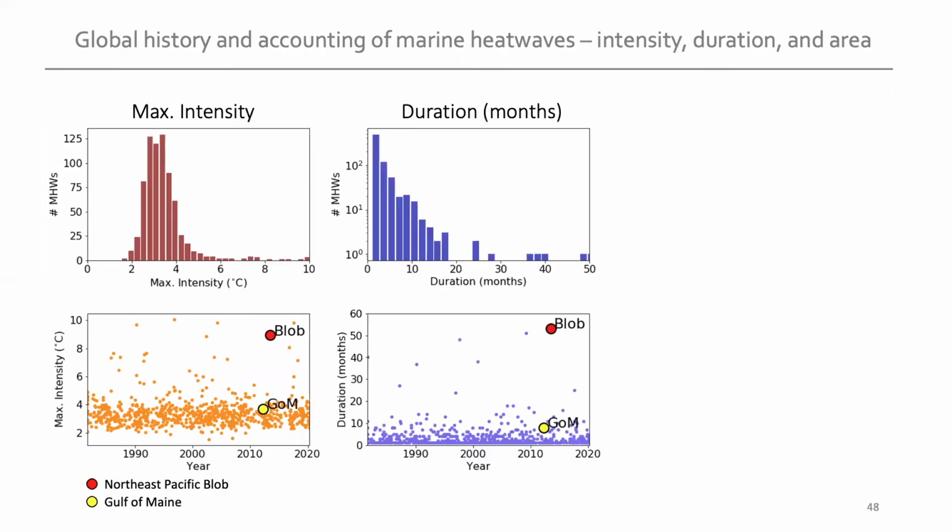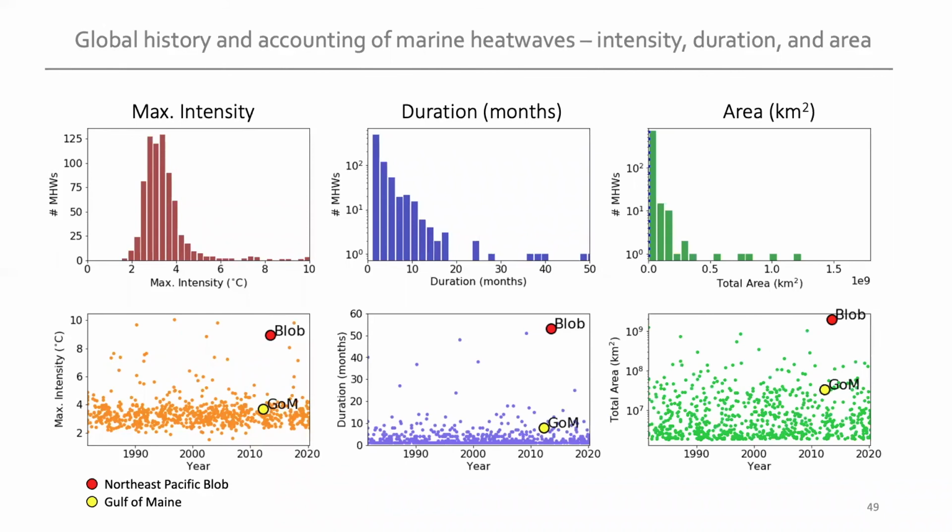So the next metric we're going to look at is duration. And duration has more of a heavy tail. Most events last all but 1 or 2 months. The blob is an exception. It lasted for 53. And the Gulf of Maine was actually pretty unusual, being 8 months. You can see that it was not falling within the conglomerate of marine heat waves down at the 1 or 2 month range. So this gives you a sense of how long these marine heat waves are lasting.